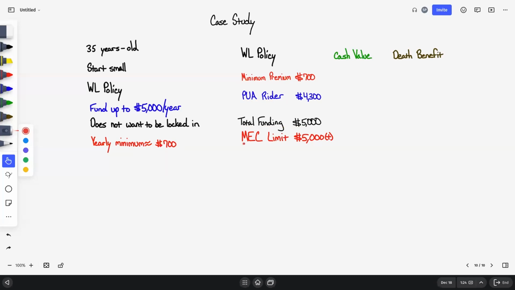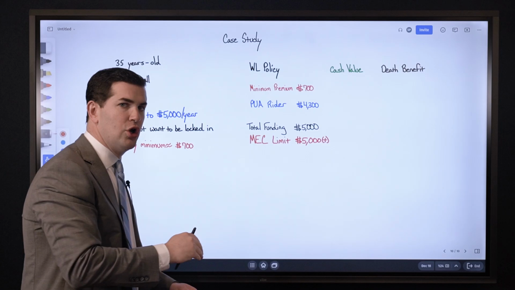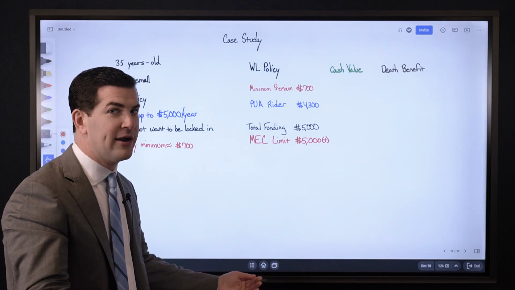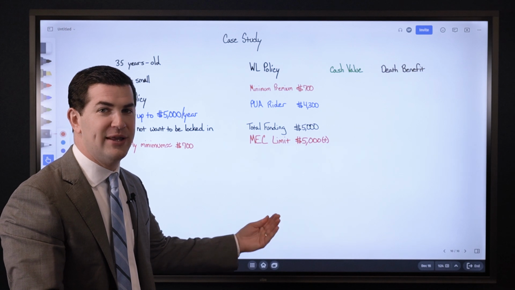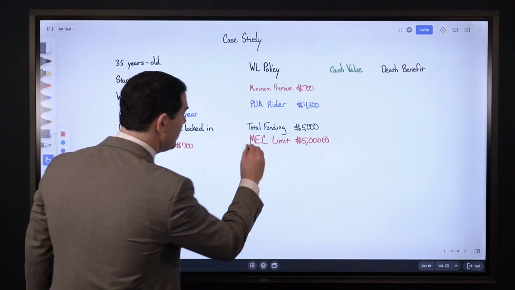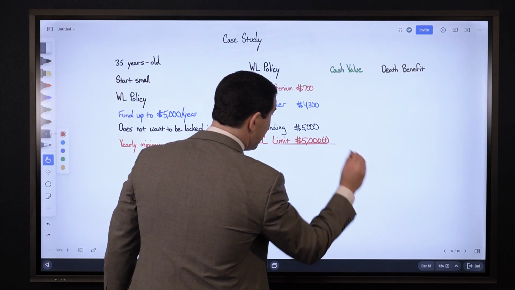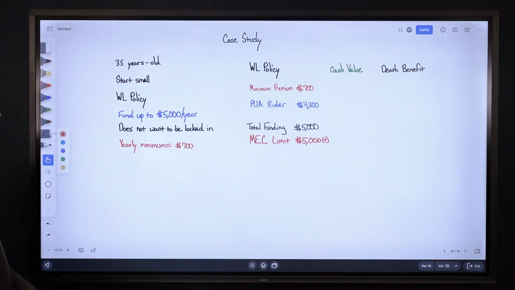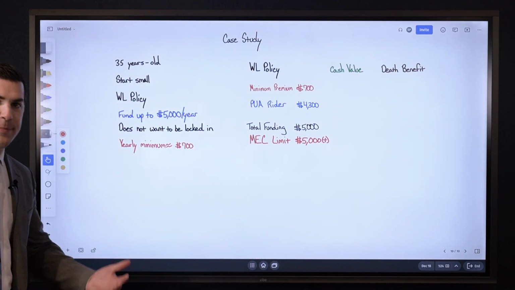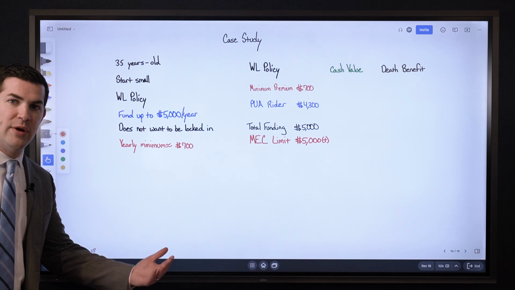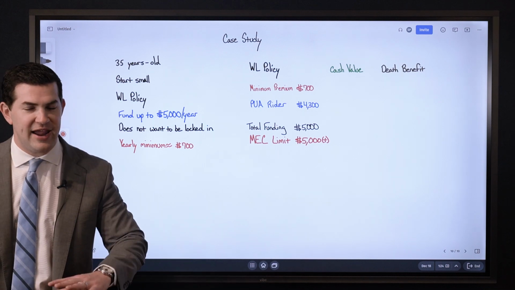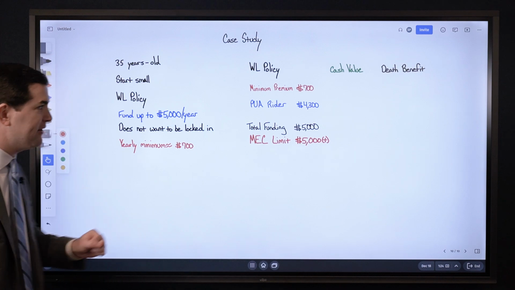And then we also have our MEC limit. MEC stands for Modified Endowment Contract. We don't want our policy to become a MEC, otherwise we'll have to deal with potential taxes on the cash value. So we set our MEC limit at just over $5,000. This way he can fund up to $5,000 per year and still reap the tax benefits that come with the cash value of a whole life insurance policy.